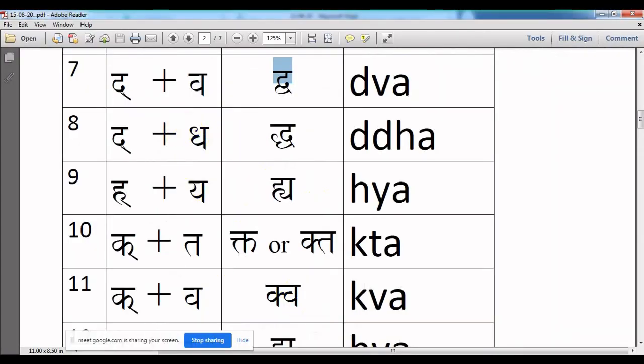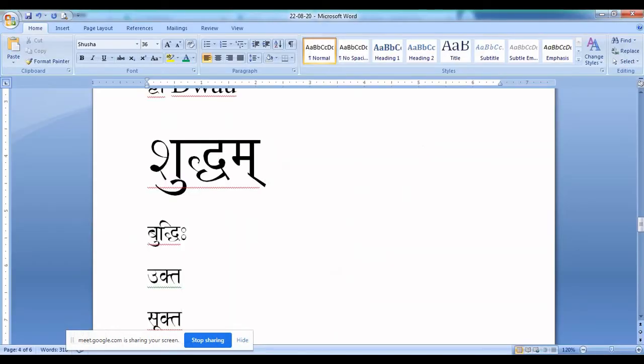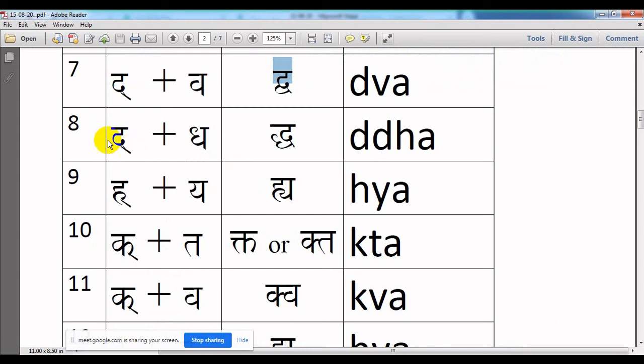So dum, you can't speak ma. So dum, no, wait. You are right. Just one correction: ma is half. So you will speak like suddham. How? Suddham. Very good. Suddham. Correct. See here, you can see number 8.